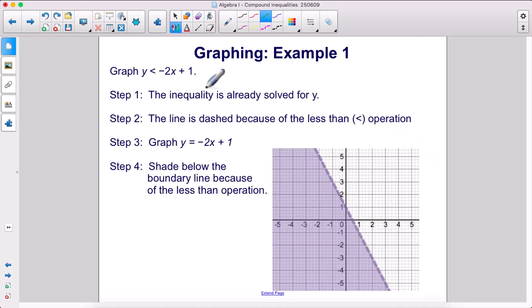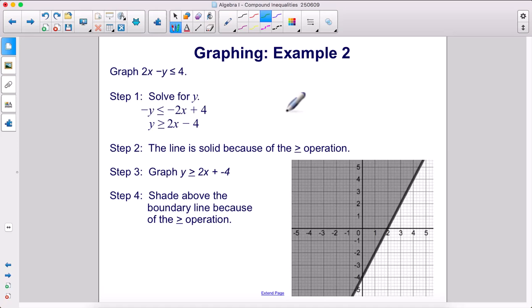All right, here's an example. Graph y is less than negative 2x plus 1. This inequality is already solved for y, so we can move to the next step. The line is going to be dashed because it's less than, not less than or equal to. So we graph the line y equals negative 2x plus 1 and create it with a dashed line. Then because it's less than and not greater than, we shade below the line.